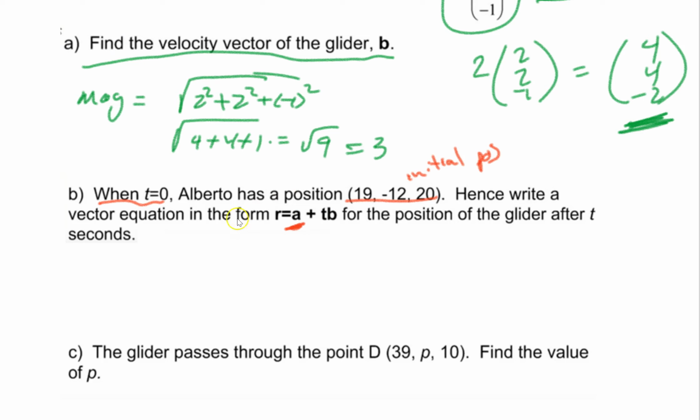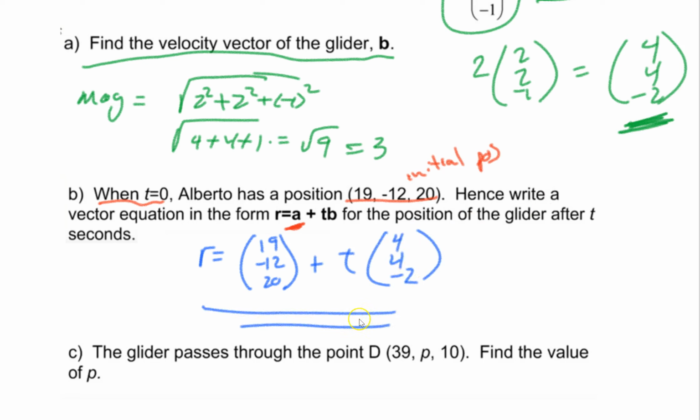So, we're going to do the equation. Now, you could do r equals position (19, -12, 20) plus t times my vector b, which we just found is (4, 4, -2). There you go. Sometimes IB prefers that we put x, y, z here, so I'll do that instead. But that's the vector equation, right? Just know what your initial position is, and then know what the velocity vector, or direction vector, is.